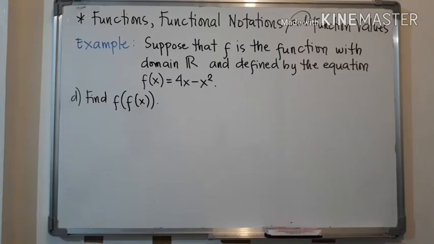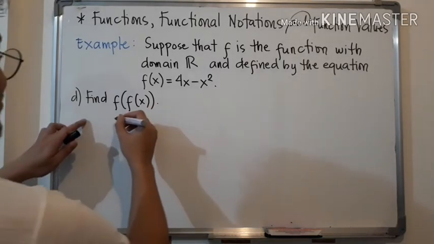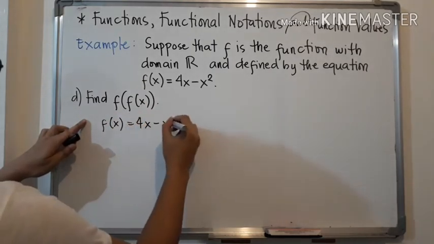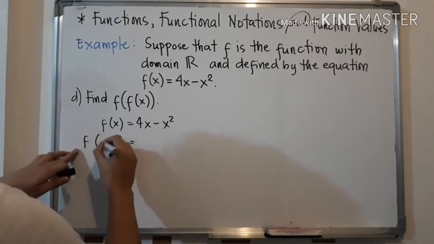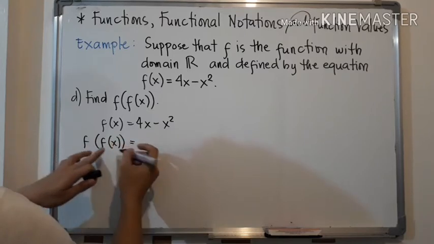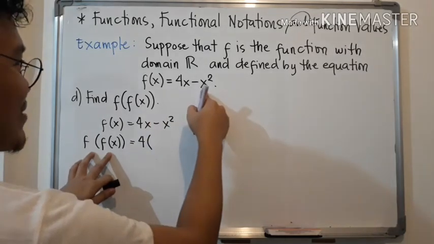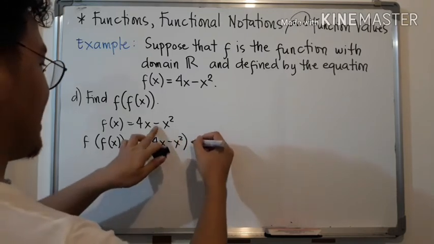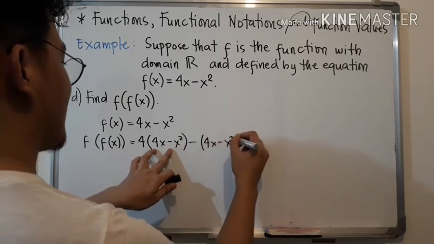Now let's have letter D. Find the function value at the function value. Okay, so we have f(x). We copy first this was 4x minus x squared, and then the function value of the function value is 4 times this x becomes 4x minus x squared, 4x minus x squared minus 4x minus x squared.